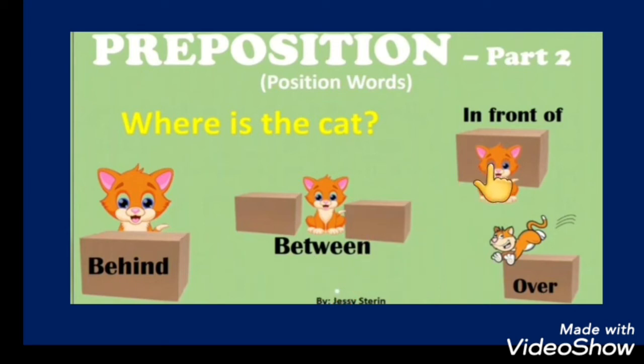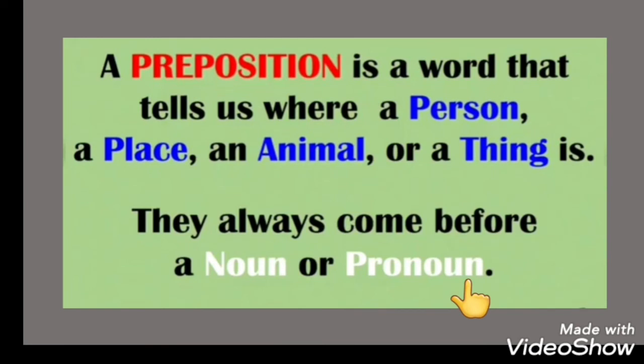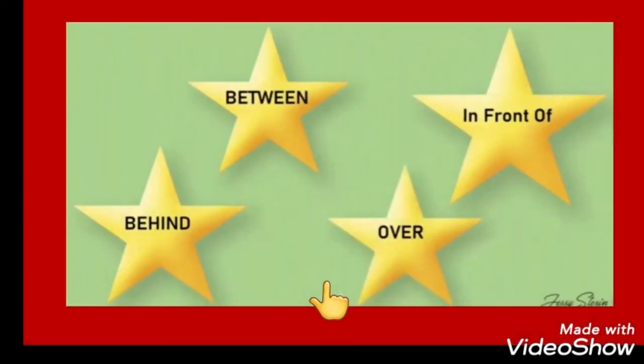Now the next is the cat is in front. In front is also a preposition. So the cat is sitting in front of the box. Where is the cat sitting? In front of the box. Now over. Over is also another preposition. The cat is jumping over the what? Box. So now we will see other examples. Students, prepositions always come before a noun or a pronoun, and they show the position of any person, place, animal and thing.